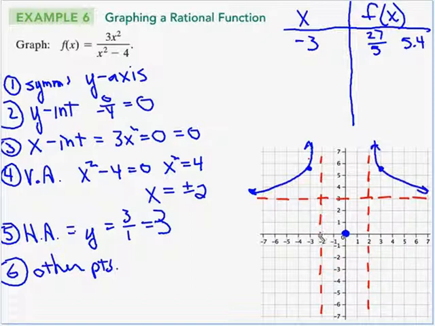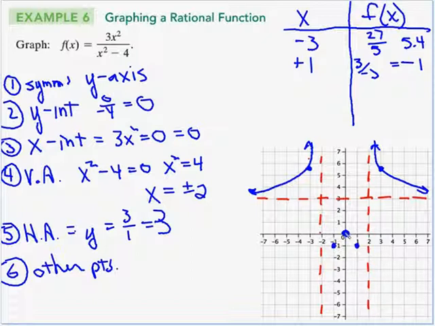Let's see what's going on between negative 2 and 0, between this asymptote and the x-intercept at 0. Let's plug in a negative 1. If I plug in a negative 1, it'll be the same as plugging in a positive 1 because of the symmetry. 3 times 1 squared, that numerator is 3. 1 squared minus 4 is negative 3. 3 divided by negative 3 is negative 1. So at 1 and negative 1 on the x-axis, I'll be at negative 1 on the y.